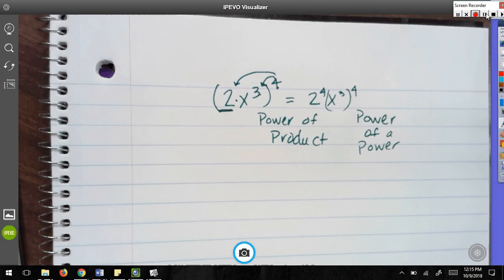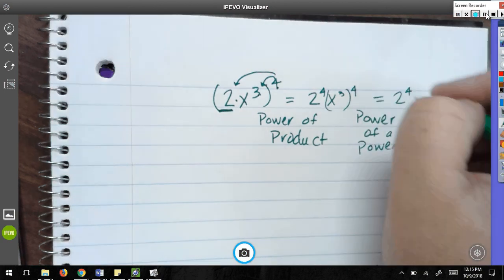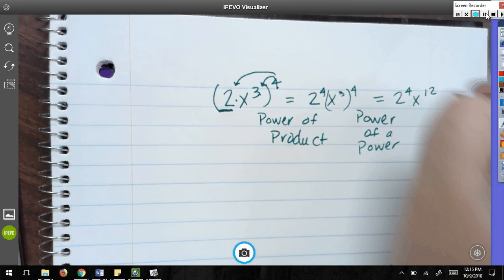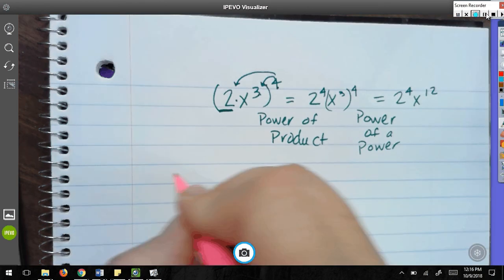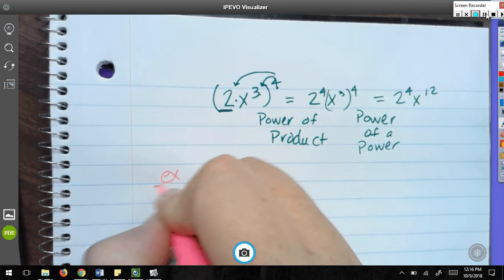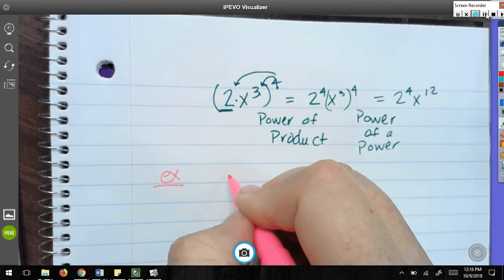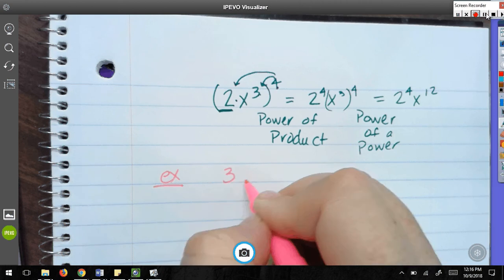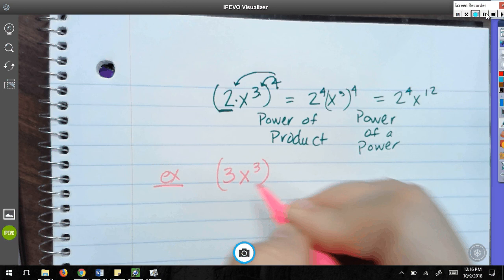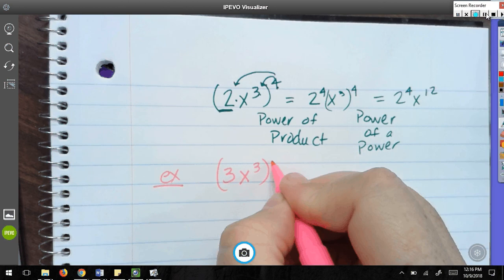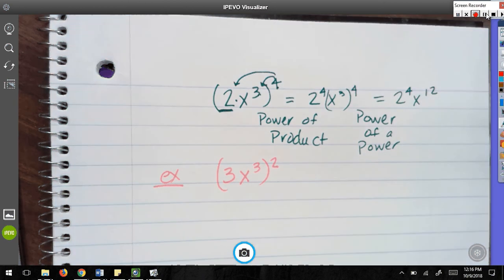So I get 2 to the fourth x to the 12th because I've multiplied those exponents together. Alright, let me give you one to try. How about if I had 3x to the third raised to the second power? So you give that one a try and see what you get.